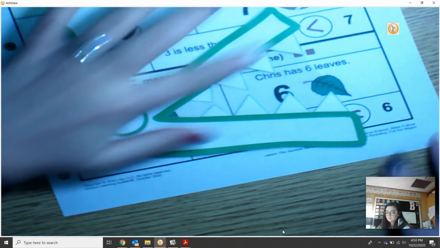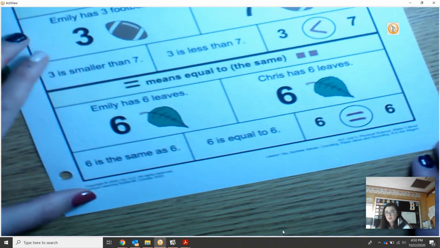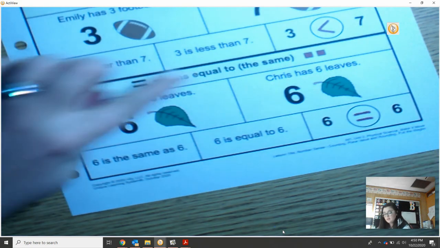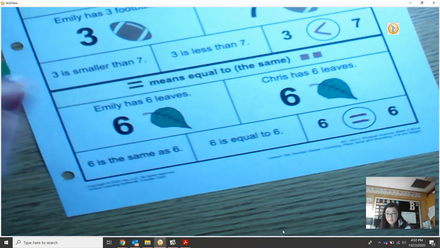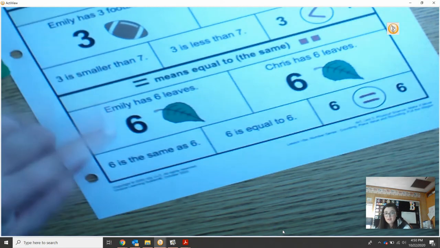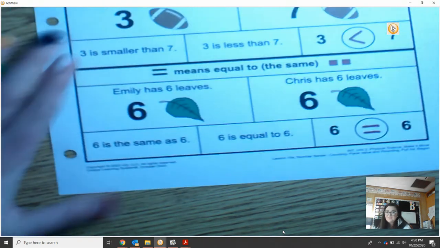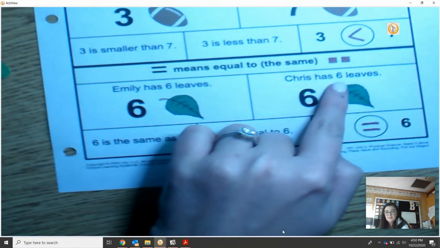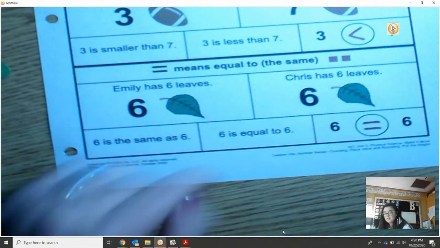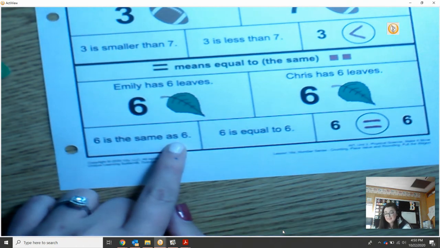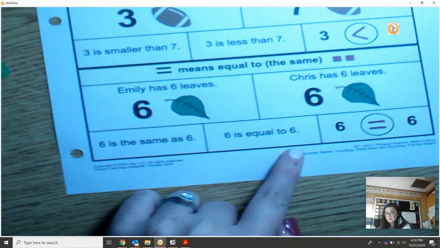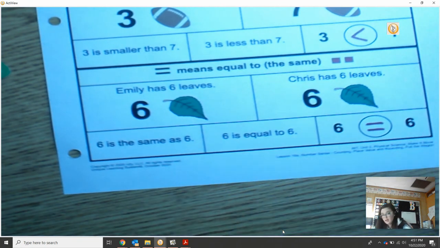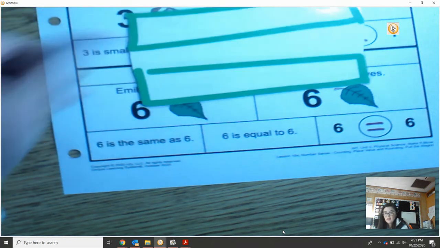Okay? Let's talk about the last example here. Equals means equal to, means that they're the same number. So if Emily has 6 leaves and Chris has 6 leaves, 6 is the same as 6. 6 is equal to 6. So we use 6 equals 6. I also have one of those too. An equal sign.